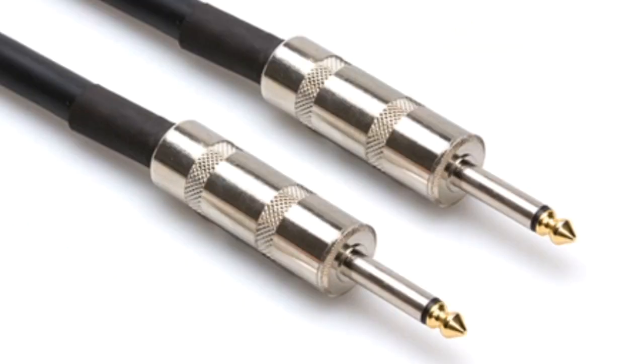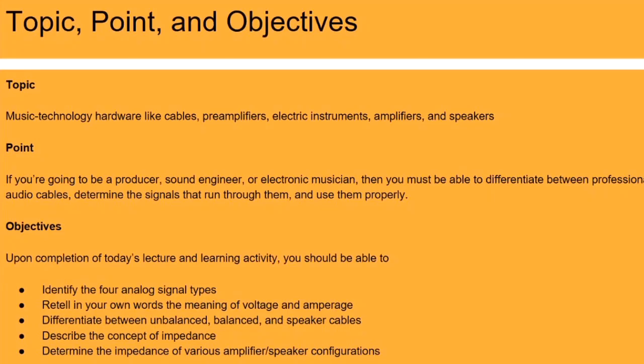Music technology hardware, like cables, and the point being that if you're going to be a producer or an engineer or a professional music technologist, then it is critical that you know these things. Okay, a few objectives so we know what we're headed towards. After today's presentation, you should be able to identify 4 analog signal types, and I'll go through those for you.